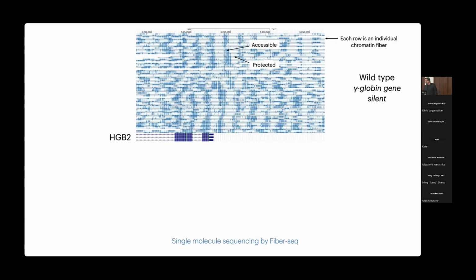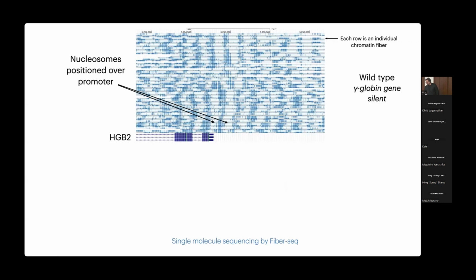White, it's protected, the methylase couldn't get in. And we've just done some really light clustering on this and rearranged the fibers. And so what you can basically see is that there are these protected regions, and these actually correspond to nucleosomes. And so you can see that there's basically nucleosomes that are positioned over the promoter.